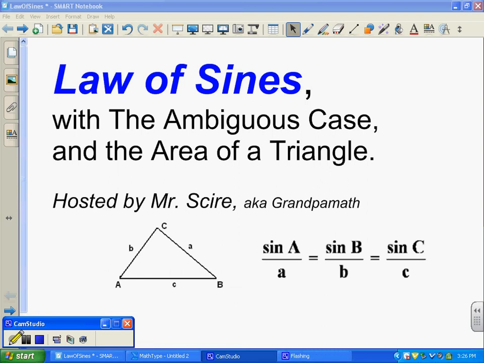Hi, welcome to the Law of Sines. Today we're going to be talking about the law of sines, also the ambiguous case, and the area of a triangle.